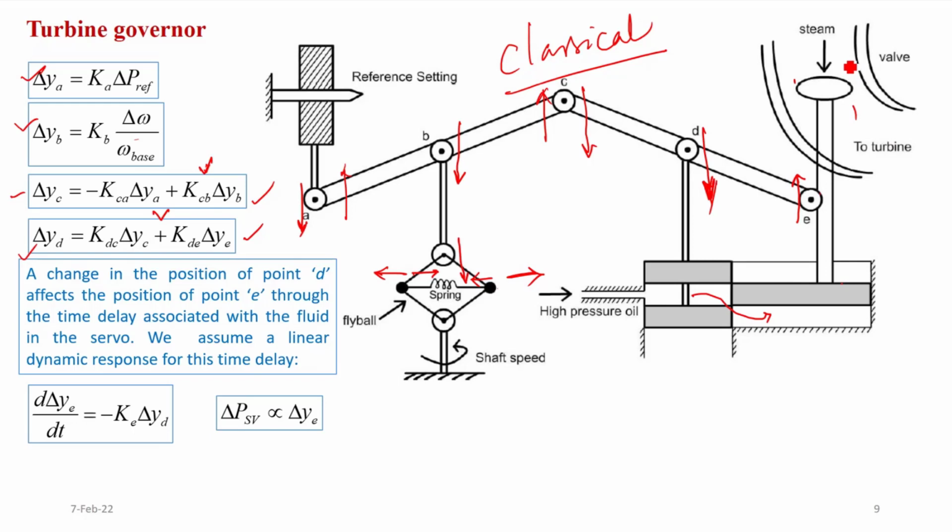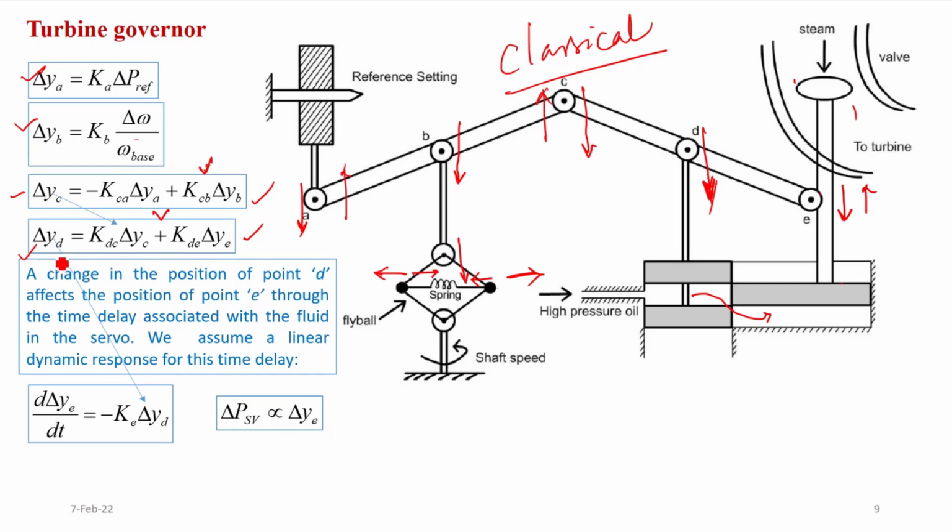Now this PSB, sorry, this is the valve power. This PSB is directly proportional to the amount of steam passing through this channel, right? This is called valve power. And this valve power is directly proportional to delta Ye. As the point E moves down, your valve power will increase, and as it goes up, your valve power will decrease. So therefore, delta PSB is directly proportional to delta Ye, right?